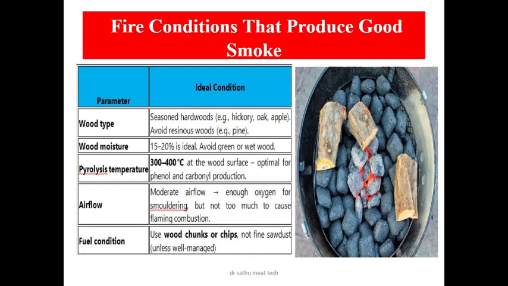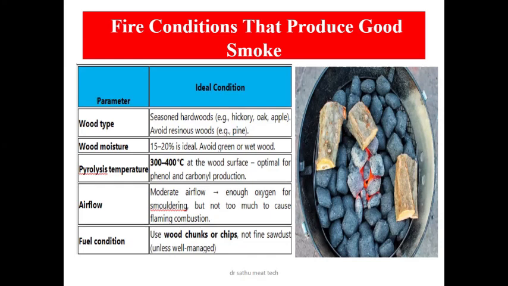So this charcoal actually acts as a source of heat, because it will have very good heat. And once it becomes glowing or red in color, then we put the wood, especially the hardwood, that wood will undergo the pyrolysis and the flavor smoke will be coming out. So charcoal directly does not produce smoke, charcoal will act as a source of heat. So wood type is very important.